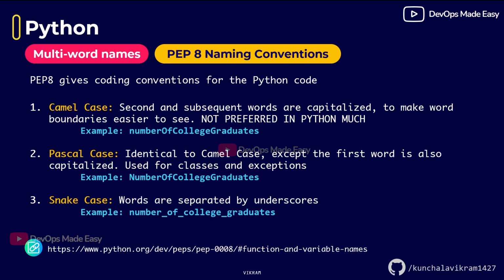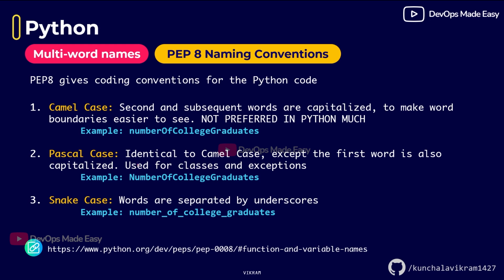Now, what are multi-word names, and how do we use them? What are the various conventions? Let's say you have multi-word variable names like my age, temperature threshold, number of college students. These are multi-word names. How do we write them? In Python we have something known as the PEP8 naming convention. These are the standard naming conventions, and you can go to this link and see all the various standard conventions that we can follow. But in any programming language, there are three different ways of writing multi-word names.